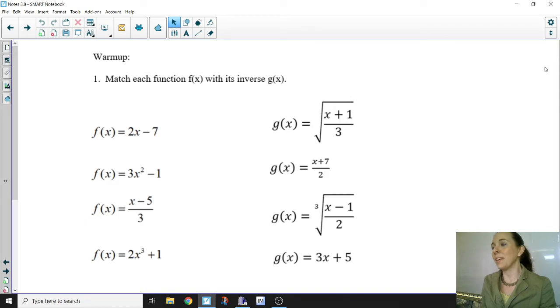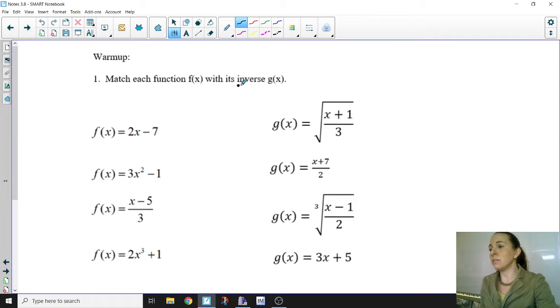Okay, now let's go. Number one says match each function f of x with its inverse g of x. So what does inverse mean? Inverse functions are functions that reverse each other, or they undo each other. Like, for example, multiplying by 2 and dividing by 2. Those are inverses. Or squaring and square rooting, cubing and cube rooting, or sine and inverse sine. So you could probably match a lot of these just by looking at the numbers in f of x and g of x, but you should probably think about why they are inverses.